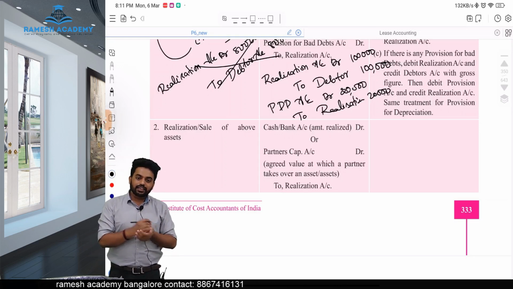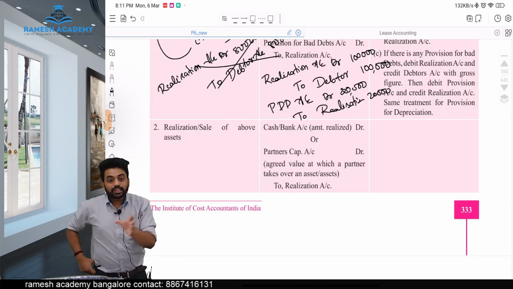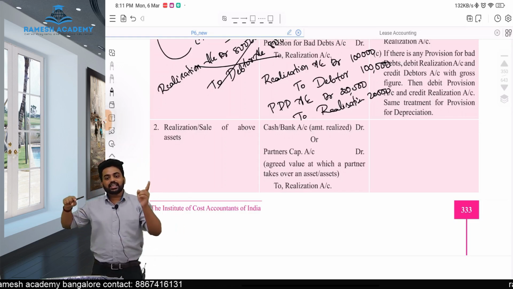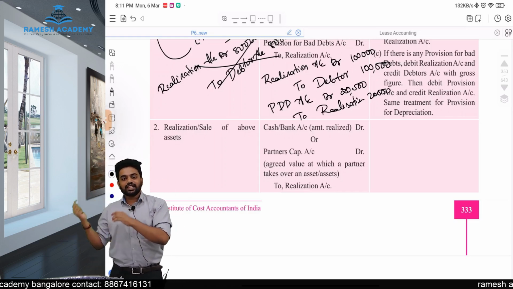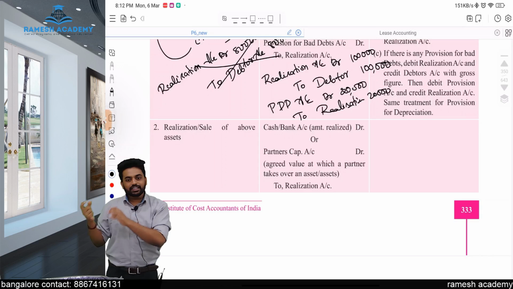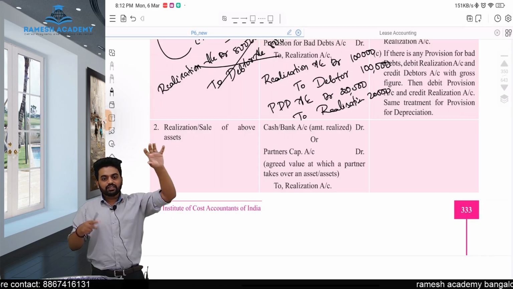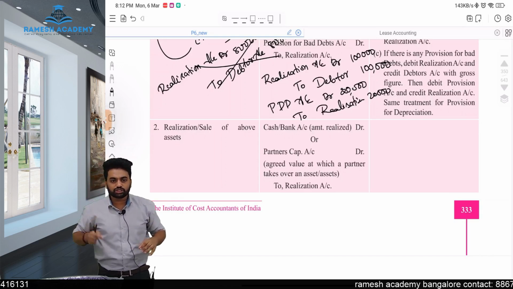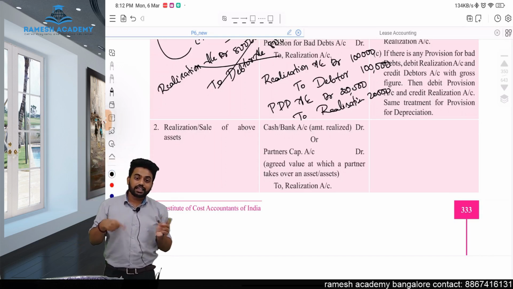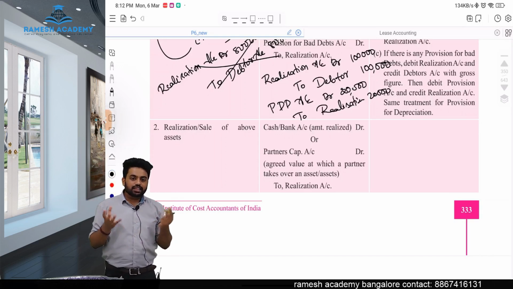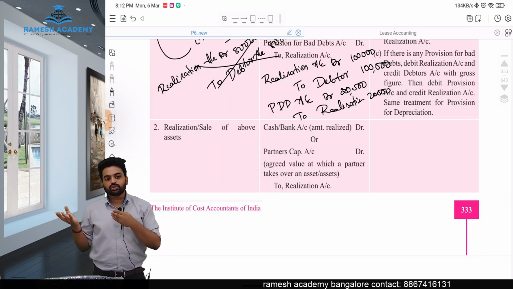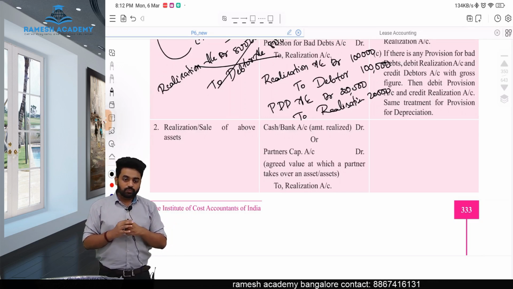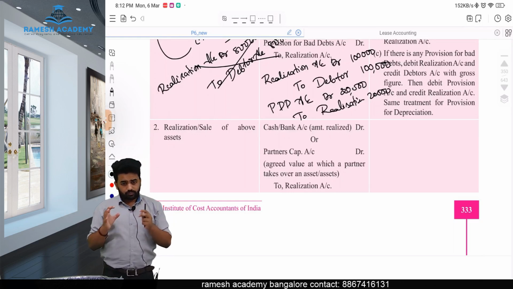So when you sell these assets, either you can sell them for cash or bank. What will be the entry? Cash or bank account debit to realization account, because assets are already transferred into the realization account. For the debit balance we have given a credit, which means asset accounts are now showing zero. You can't credit them again, right? If you credit them again, they will start showing a balance. So do not do that.